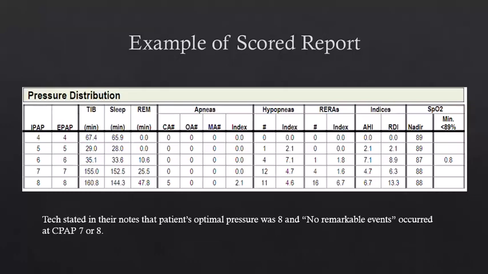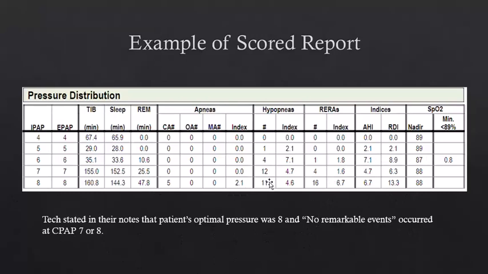So in this example, we can see that the patient was trialed on CPAP of 4 through 8. They spent quite a lot of time on a CPAP of 7 and 8, and they spent that time sleeping. They got some REM on pressures 6, 7, and 8. But when we come down here, we can see that their RDI was never completely fixed. And in the tech notes, they recorded that the patient's optimal pressure was 8 and that no remarkable events occurred at CPAP 7 or 8.